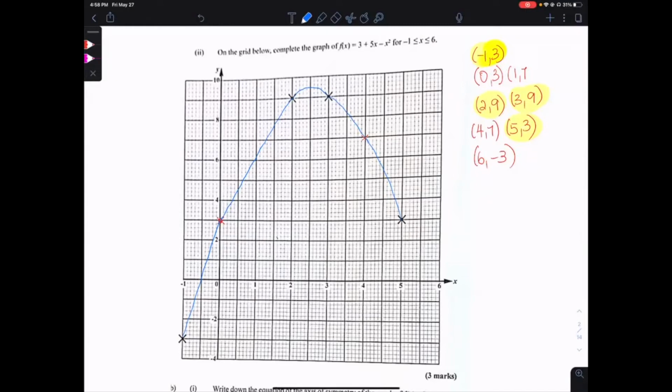6 minus 3, I didn't plot that one. So that is this point here. We're coming straight down. Right. So this is what we call a maximum curve. And this is graphs of function. This is one of the curves that they can bring. They could bring the maximum or they can bring the minimum, which is a U shape.